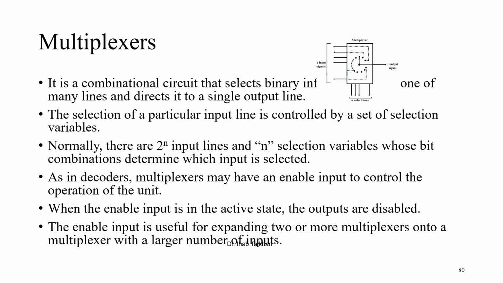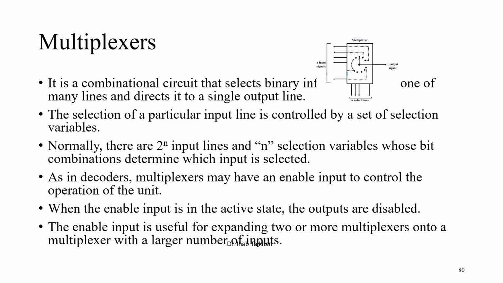So the n input selection lines will give you a code. This code will activate one of the ports, which is one of the 2 power n, to be directed to the single output, as you see from the figure. Normally there are 2 power n input lines and n selection variables whose bit combination determines which input is selected.